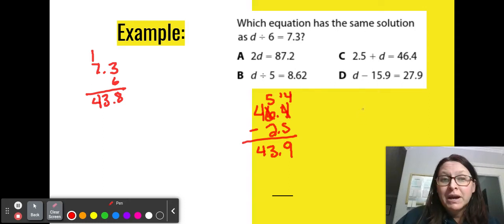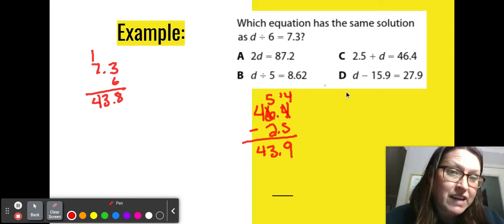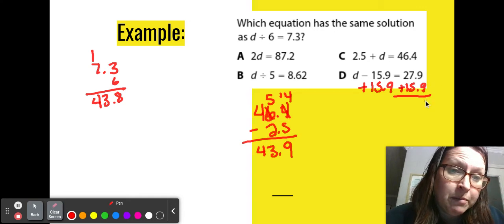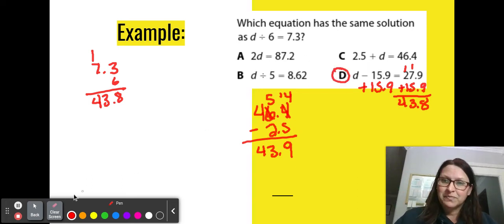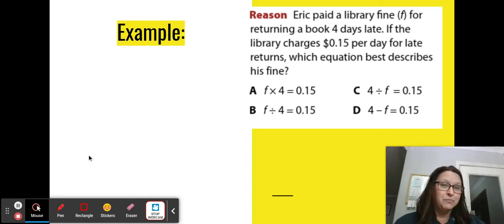So it says D minus 15.9 equals 27.9. So my variable is D. They're subtracting 15.9, so I have to add 15.9. Okay, 9 plus 9 is 18. 7 plus 5 is 12 plus 1 is 13. 2 plus 1 plus 1 is 4. Bring my decimal down, 43.8. Yay! I got the answer. Good job. I think that was all we have today. Oh, nope, we got one more.